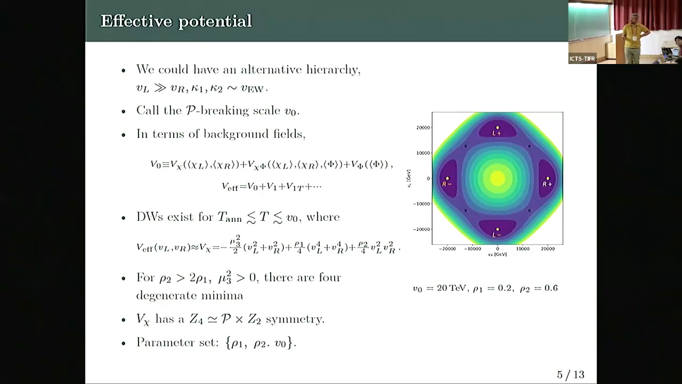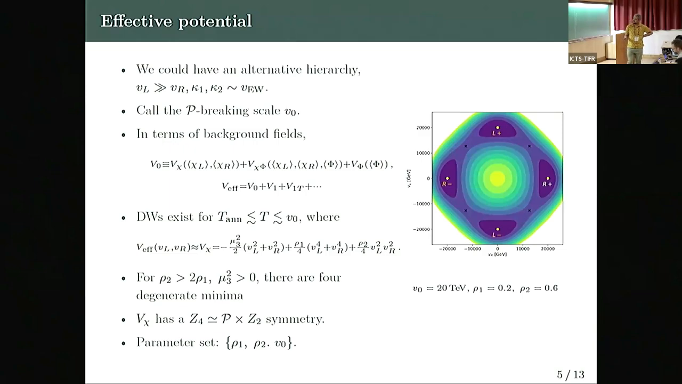Okay, and in terms of the background fields, we can then write down the effective potential, and the domain walls only form after parity breaking. So basically they would exist for a temperature range which is between the annihilation temperature and V naught. Okay, so somewhere there, and we can show that, to a very good approximation, the effective potential will look like V chi, which is only given by the triplet or the doublet contribution.